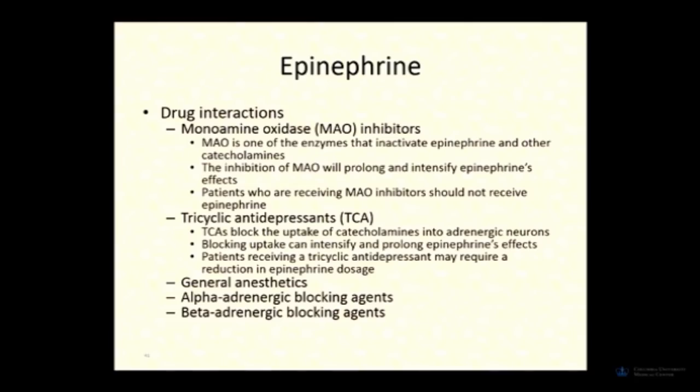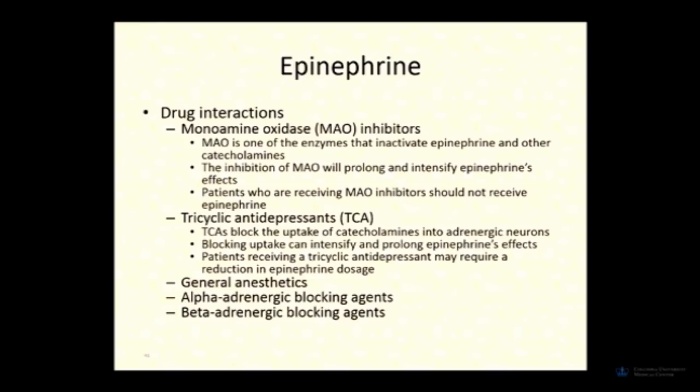So drug interactions with epinephrine: MAO inhibitors or MAOIs. MAO is the monoamine oxidase, the enzyme that breaks down epinephrine. So blocking that breakdown can have adverse effects in terms of toxicity with epinephrine. Okay. So patients who are receiving MAOIs should not receive epinephrine. But MAOIs are used less and less, okay, because they have so many interactions with so many different drugs. Tricyclic antidepressants block the uptake of catecholamines into the adrenergic neuron, so blocking uptake can intensify or prolong epinephrine's effects. Okay. Patients receiving tricyclic antidepressants may require a reduction in their epinephrine dose. And again, tricyclic antidepressants are not as commonly used as other antidepressants because, like MAOIs, they have lots of drug interactions.